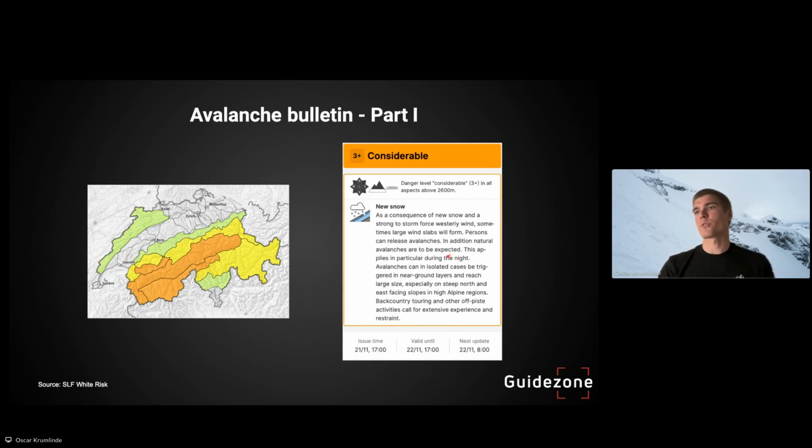They also describe how avalanches can in isolated cases be triggered in near-ground layers and reach large sizes. So the text really gives more information, and they tend to, especially in circumstances where you have a lot of snow and nice blue sky weather like we had on the weekend, give some additional warning that it requires experience to judge.